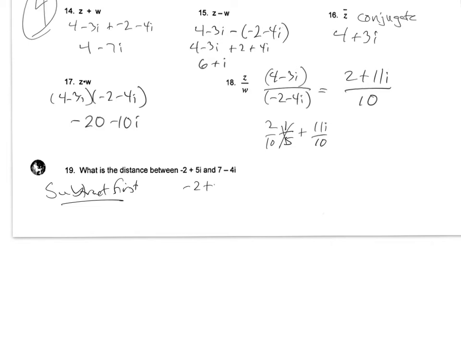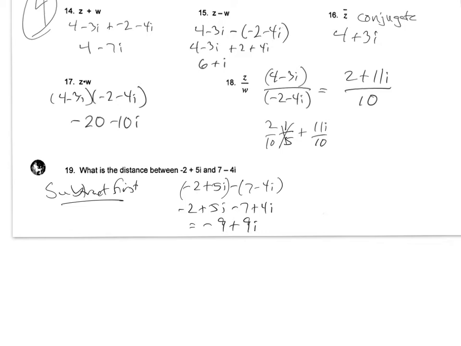So -2 plus 5i minus 7 minus 4i. So -2 plus 5i minus 7 plus 4i. So when we subtract this, we get -9 plus 9i. Now we'll use the distance formula.